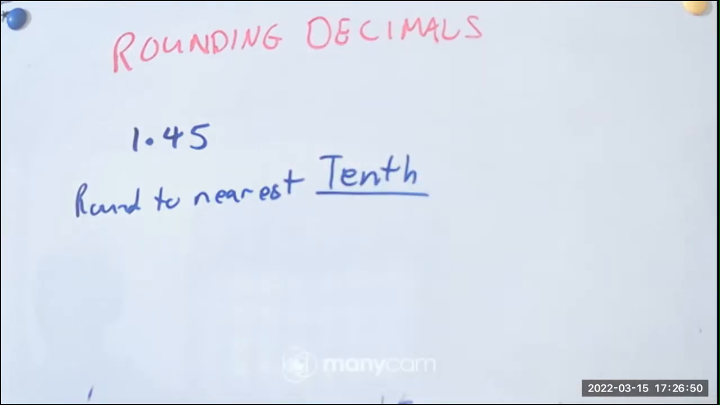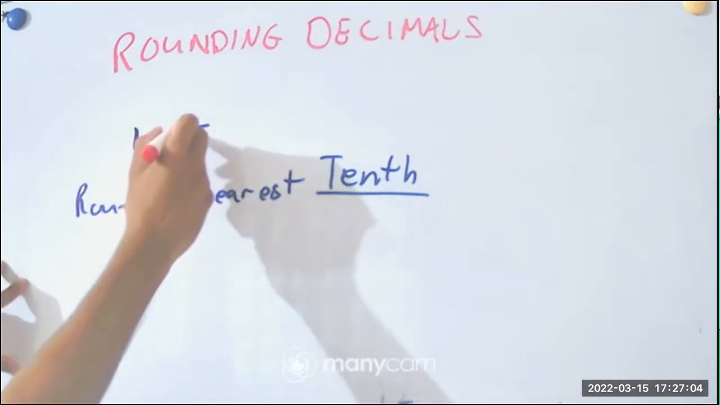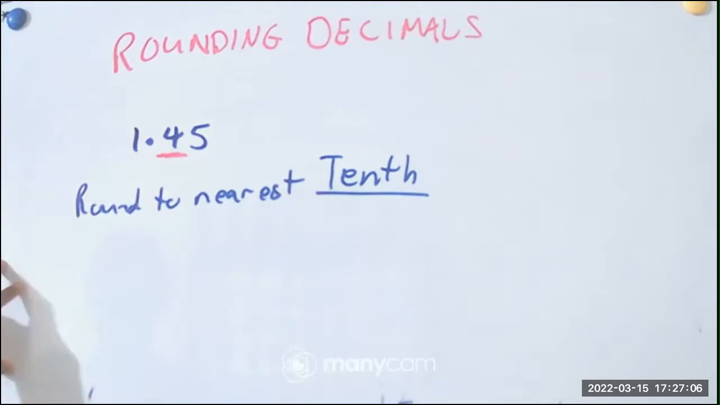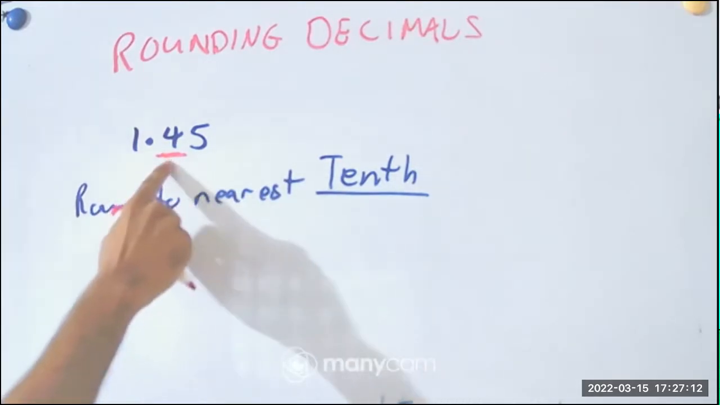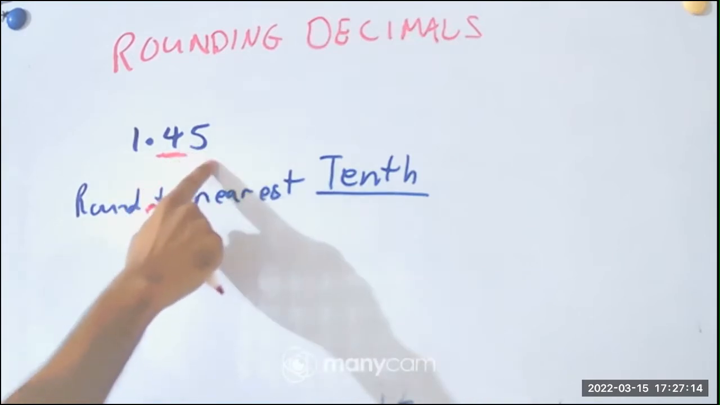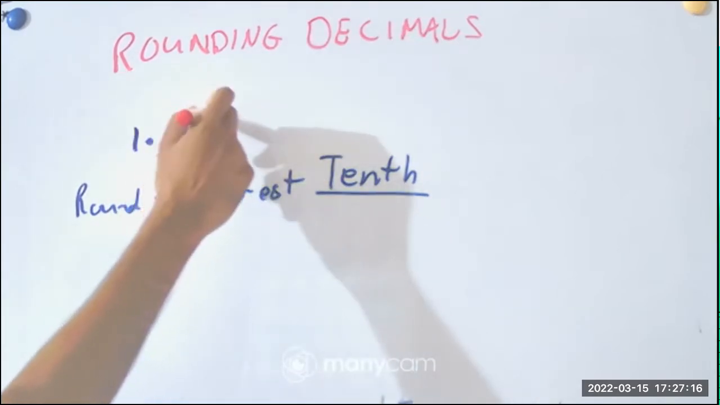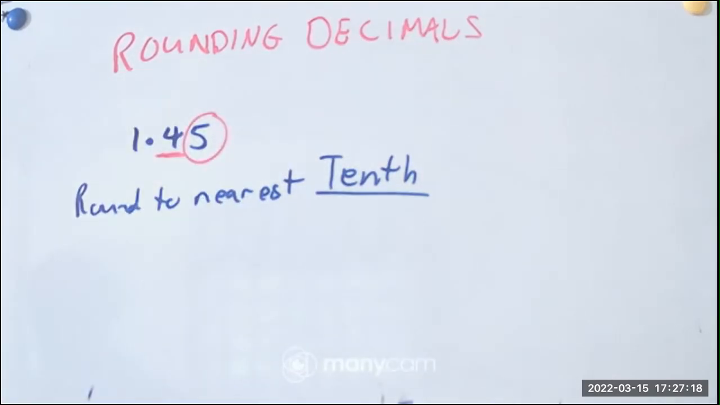Now, rounding to the nearest tenth is not the same as saying round to the nearest ten, right? The tens column would be here before the decimal. The tenths column would be the first number after the decimal point. So this would be the number we're looking at. When we are rounding, we also consider the value we are rounding to. So this would be the tenths column. And then we look at the number to the right. So this would represent the hundredths.